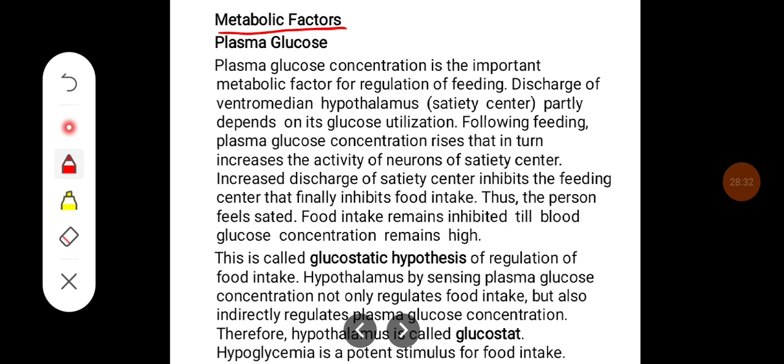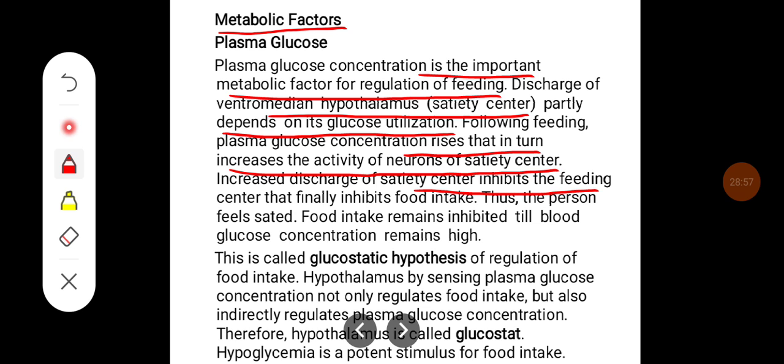Coming to metabolic factors, plasma glucose concentration is an important metabolic factor for regulation of feeding. The discharge of the ventromedial hypothalamus, that is the satiety center, partly depends on its glucose utilization. Following feeding, the plasma glucose concentration rises, which in turn increases the activity of neurons of the satiety center. Increased discharge of the satiety center inhibits the feeding center, which finally inhibits food intake. Thus, the person feels satiated. The food intake remains inhibited as long as the blood glucose concentration remains high.